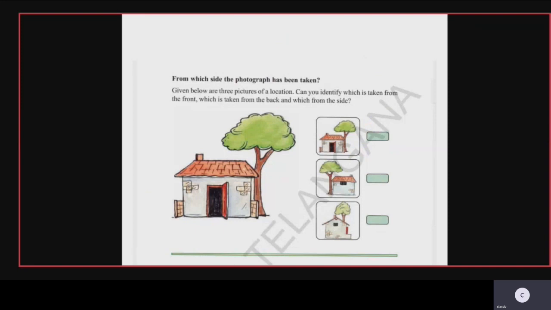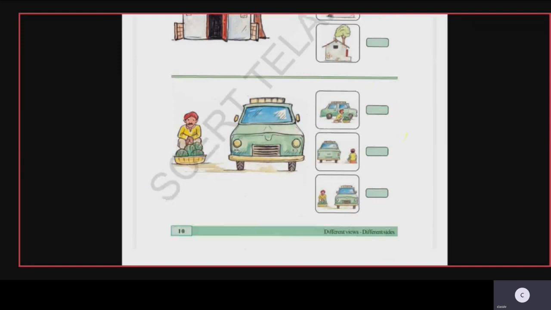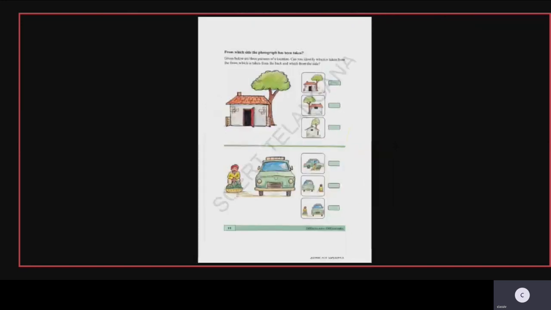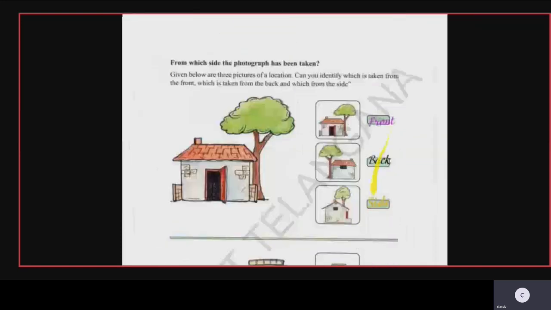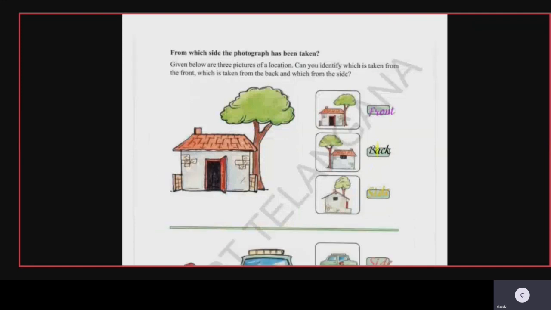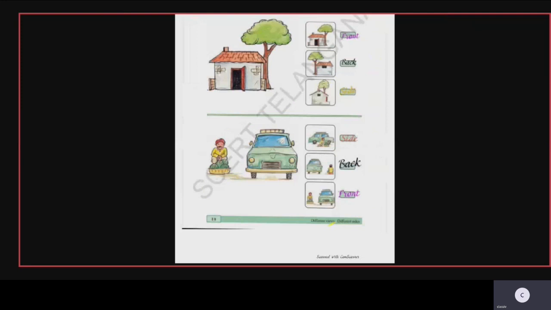You have to write the names of those views. Okay. Similarly, the next diagram of a car and a man sitting with the fruits. Draw their views also, and on the next page you have the answers here. You can see here, the first picture is the front one, second picture is the back one, third picture is the side one. And similarly for the car, first one is the side one, second one is the back one, and third one is the front one. Okay, children, draw it neatly, correctly.